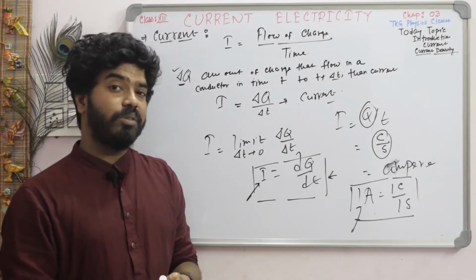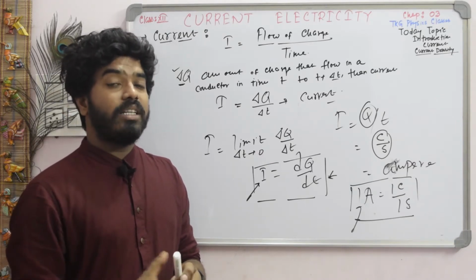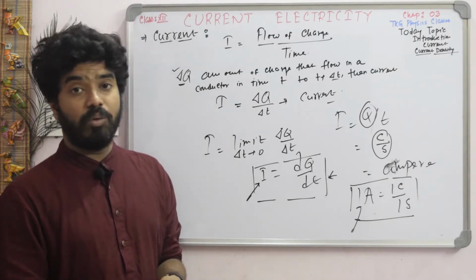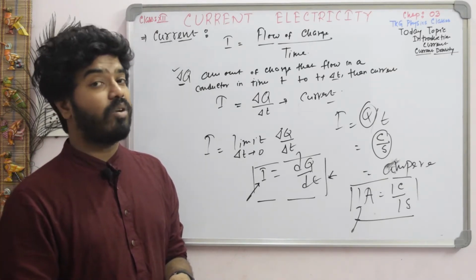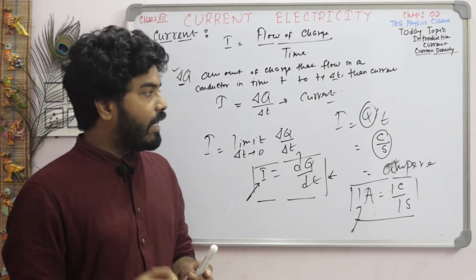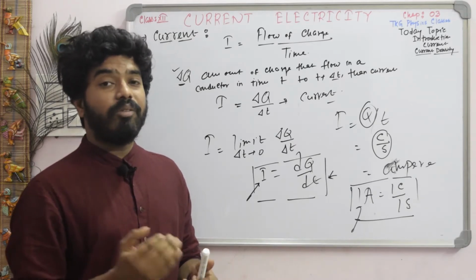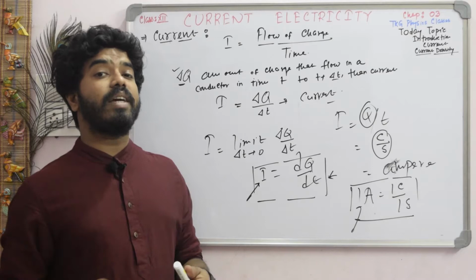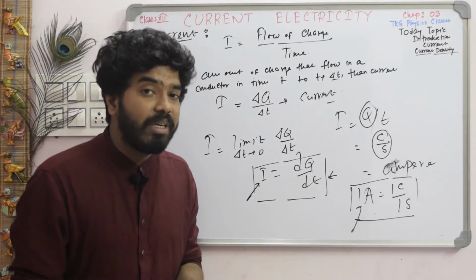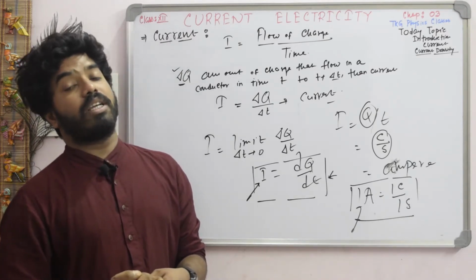Current has magnitude, and current has direction. You know the quantity which has magnitude as well as direction is named a vector quantity, but no, current is not a vector quantity. The question is why? Important question. Current is not a vector quantity because if a quantity is said to be vector, this quantity must have magnitude, direction, as well as follow the vector law of addition.